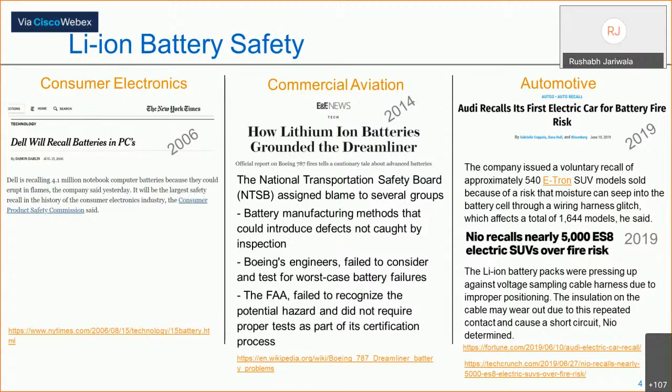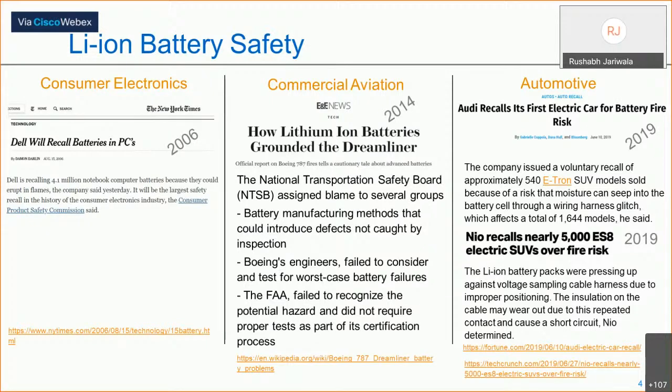But if somebody has deep knowledge of the real pitfalls of this battery: commercially, in 2006, Dell moved from NiCad to the lithium-ion battery in the laptop, and around 4.1 million notebooks were replaced, because during charging or sometimes during operation, the lithium-ion battery could catch fire, with a few flames, which is very risky, and that's why they recalled it.